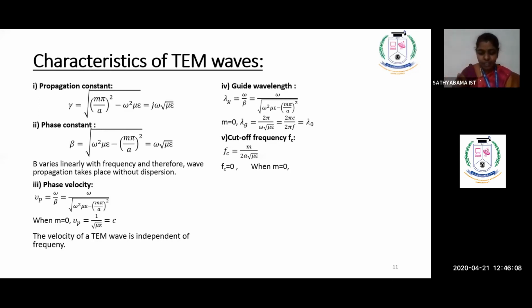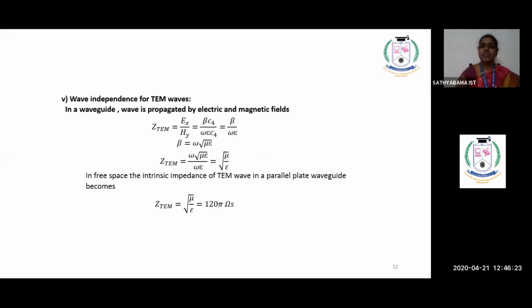By substituting the value m equal to 0, in the same way, in all the characteristics of your TE and TM, you just go on substituting m equal to 0. You will directly get the values for your TEM wave characteristics. Okay. So now, wave impedance. What is called wave impedance? You know what impedance is.